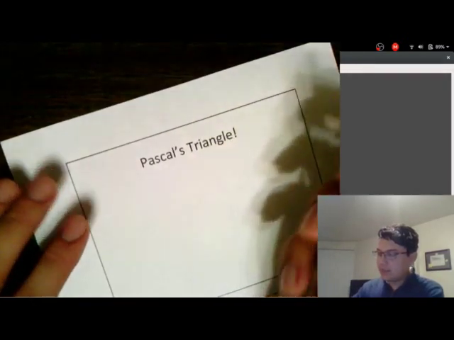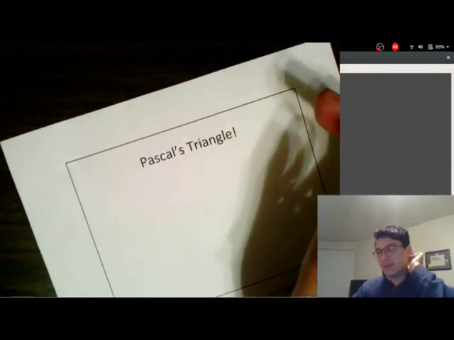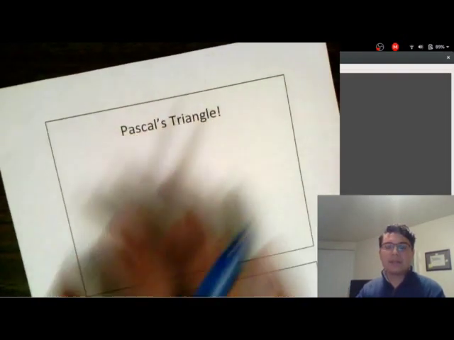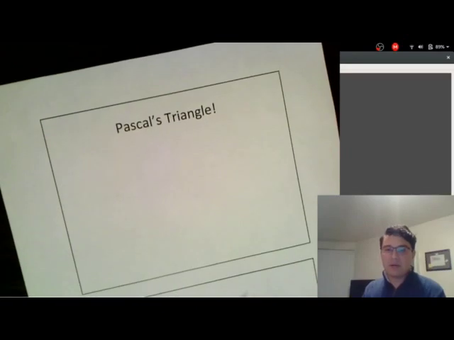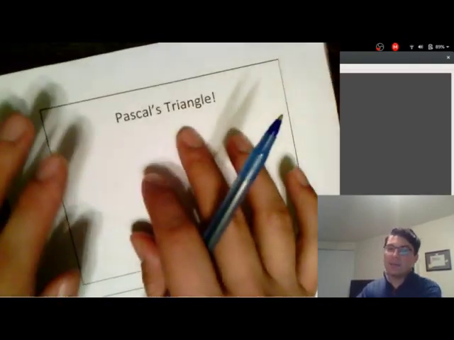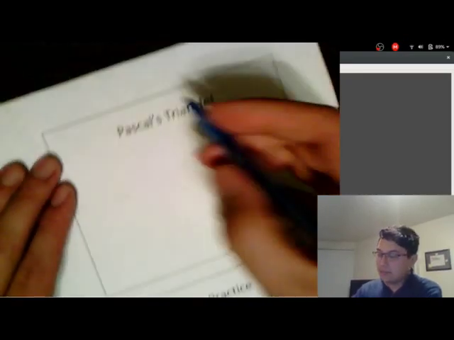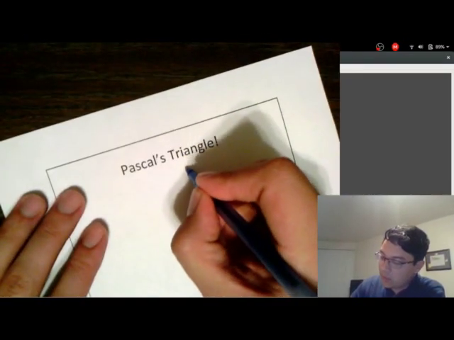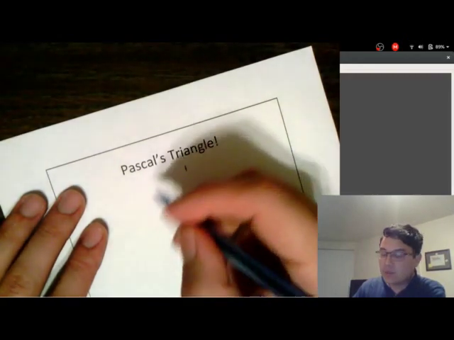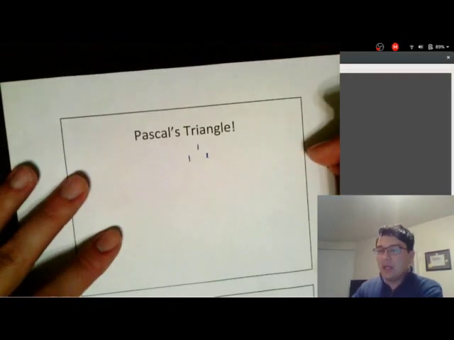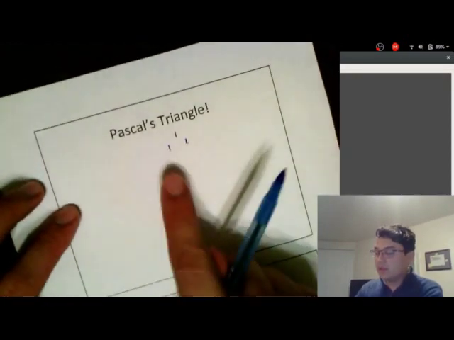So let's see here. Here's what Pascal's triangle is. It's really a pattern, but something really interesting happens, and there's an interesting correlation between Pascal's triangle and multiplication of polynomials that you will see. So the first thing I want you to work on is making this thing. The way that this works, we start with 1, okay, and the next row down is 1 and 1.